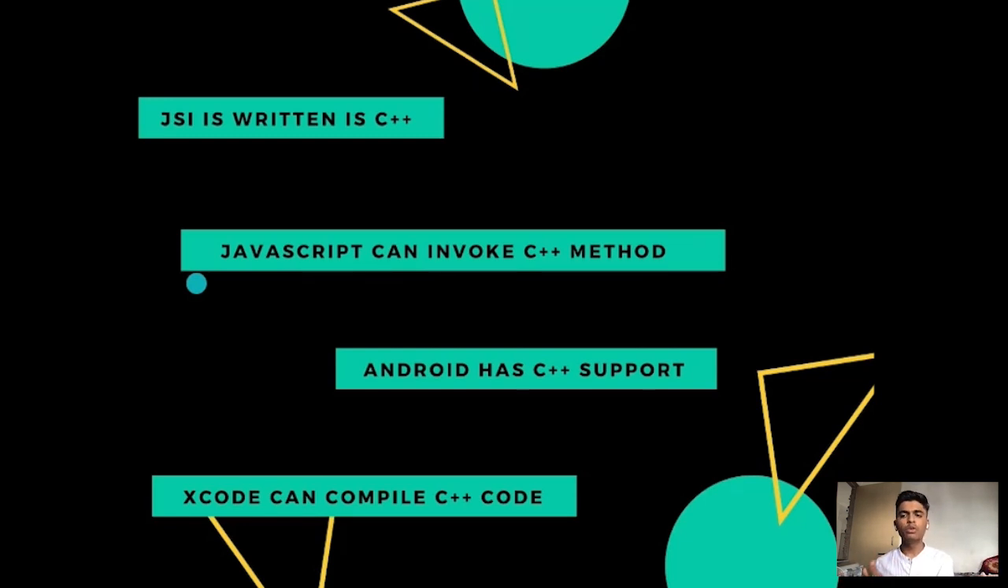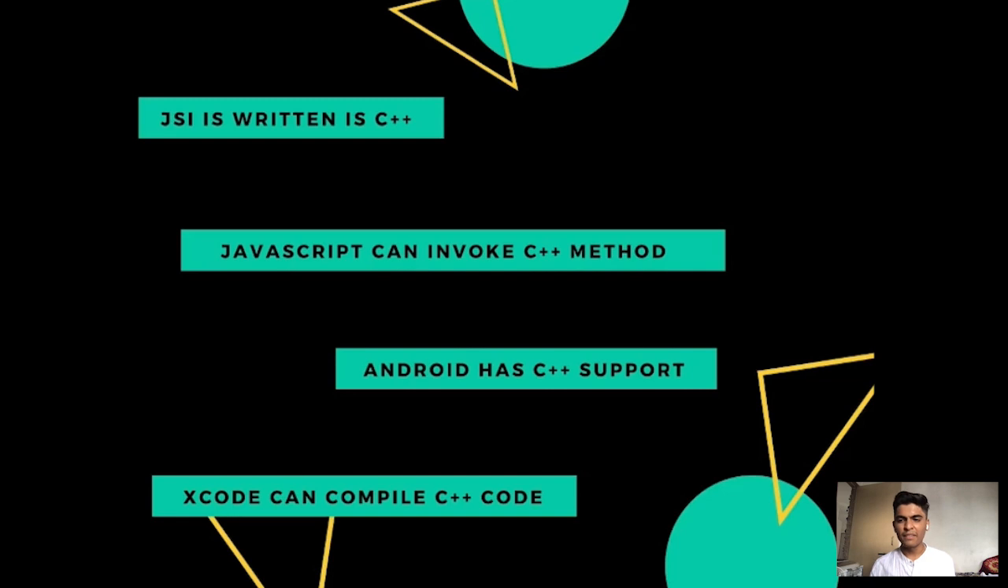And in Xcode, there are some files called .mm, and .mm is an extension for C++. So that means Xcode was able to execute C++ code, and so does Android. Android needs to go one step further, because Android out of the box does not execute C++, but it provides you support for C++. Xcode itself compiles C++ code out of the box, and JavaScript can also invoke C++ methods.